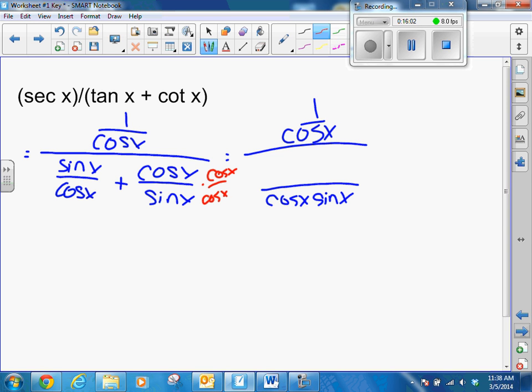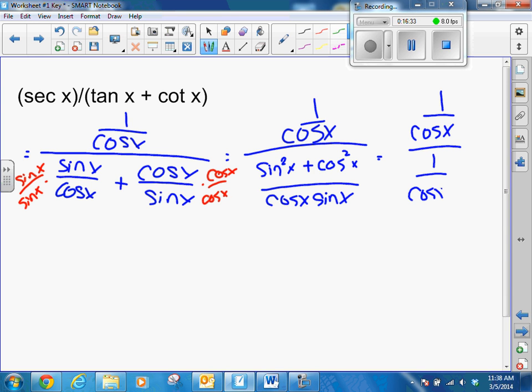Make sense? Okay. I'll show you what this looks like in terms of numbers so you can connect it. But what am I missing on the left? I'm missing sine. So now on top it's sine squared of x plus cosine squared of x, and you should jump for joy when you see that, because it goes down to 1. Alright, so now I have 1 over cosine of x over 1 over cosine of x times sine of x. Okay, so are we okay here?